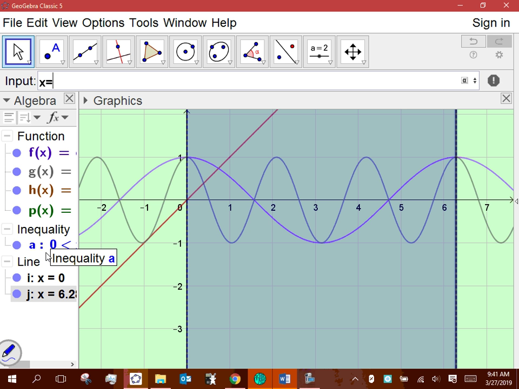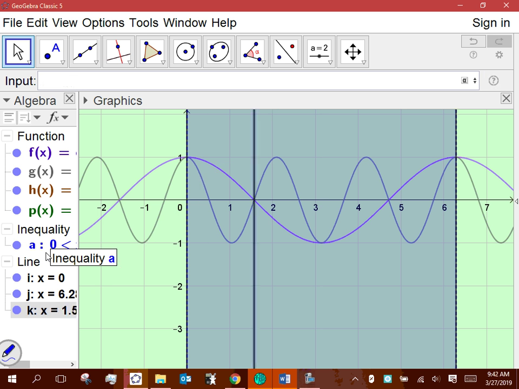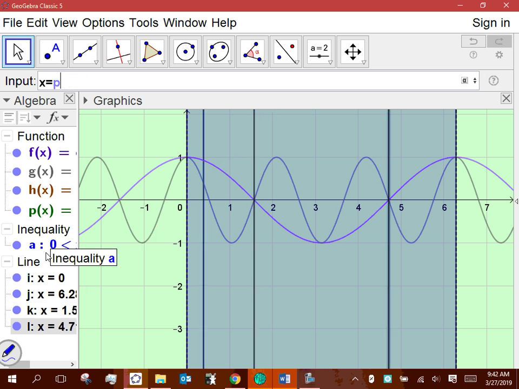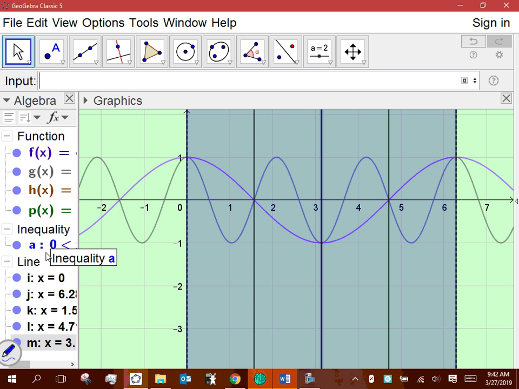You said x equals pi over 2. See, they intersect there, right? X equals 3 pi over 2. They intersect there, right? And the last one we haven't put in is x equals pi, and they intersect there.